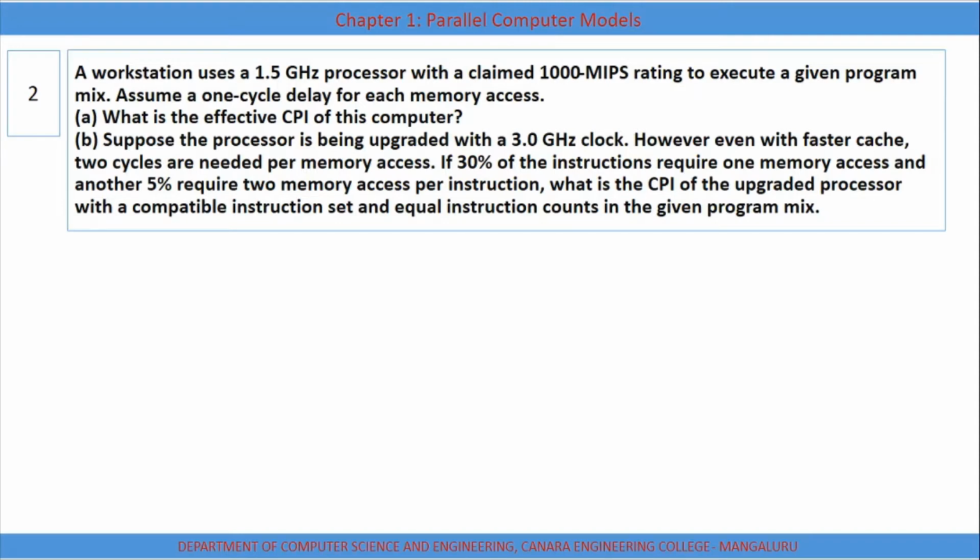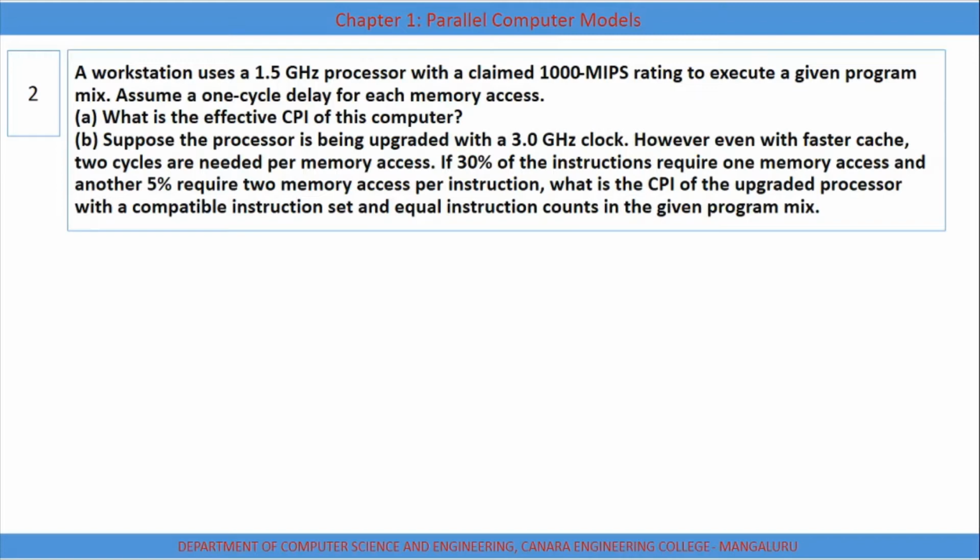Initially, we need to note down some of the points. What was asked to calculate? One thing is the effective CPI for the current machine, and the effective CPI for the upgraded machine. These two things they have asked to calculate. And what we can observe from the paragraph is that after the upgrade also, 2 cycles are required per memory access.